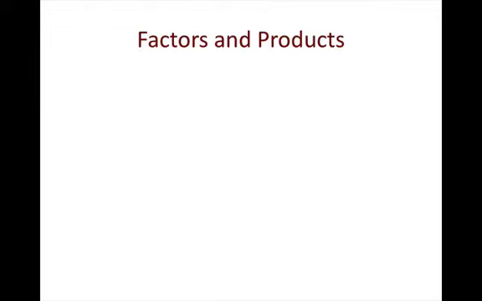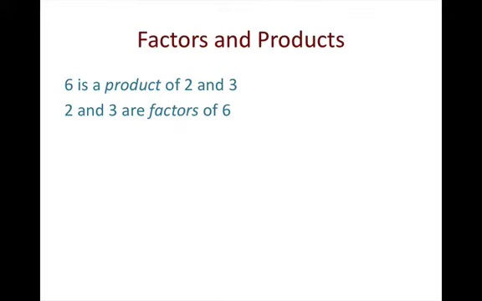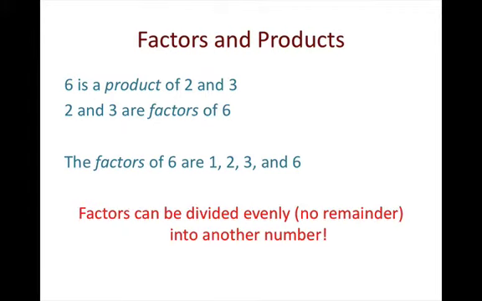Hold on. Okay, so factors and products. 6 is a product of 2 and 3. 2 times 3 is 6. 6 is the product. 2 and 3 are factors of 6. So they're the facts that make up that expression. 2 and 3 are factors. The factors of 6 are 1, 2, 3, and 6. Factors can be divided evenly, no remainder, into another number.